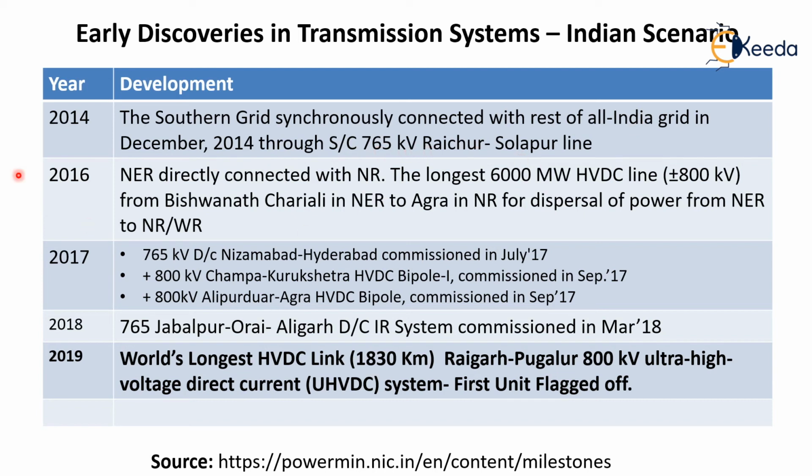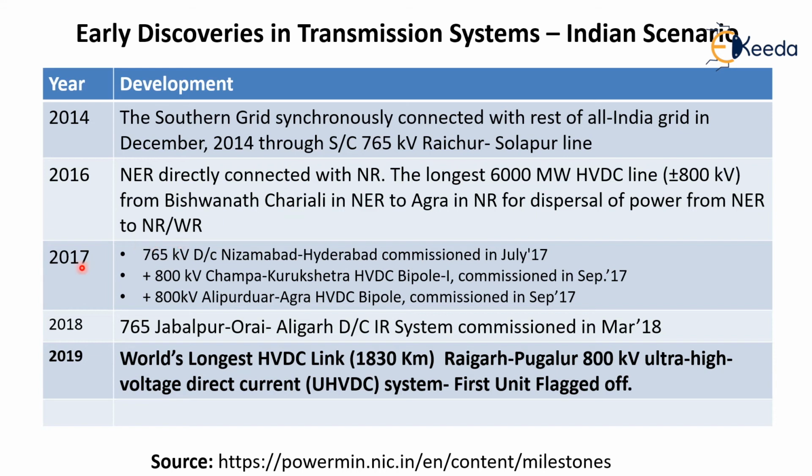In 2016, the Northeastern Region grid was directly connected with the Northern Region grid, through the longest 6000 megawatt HVDC line, plus or minus 800 kV, from Biswanath Chariali in the Northeastern Region to Agra in the Northern Region, making dispersal of power from the Northeastern Region to the Northern Region or Western Region possible.